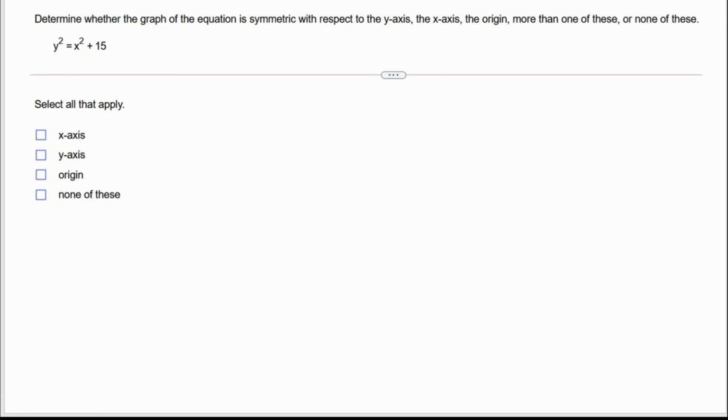So determine whether the graph of the equation is symmetric with respect to the x-axis, y-axis, the origin, more than one of these, or none of these. What do you say? All three. All three, right? Because it has the x squared and a y squared in there, so it's going to be symmetric to all the guys. Very good.